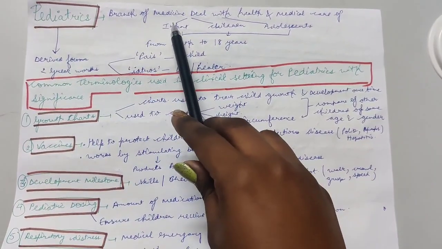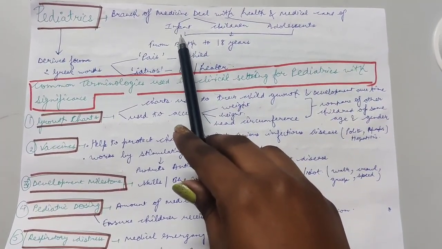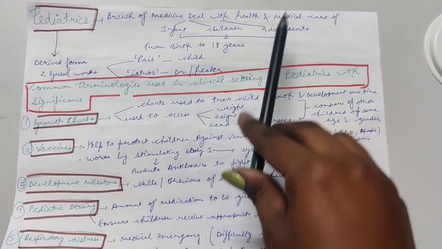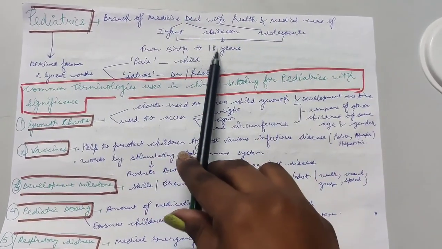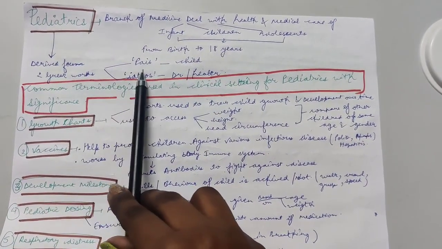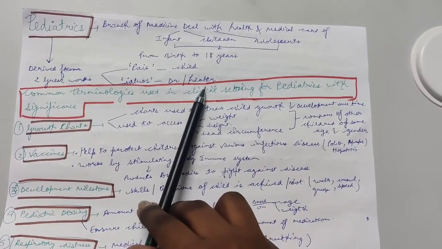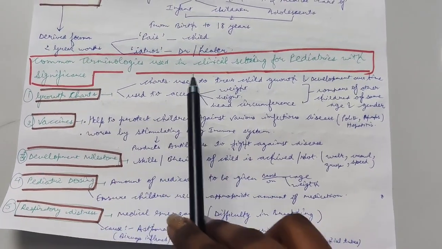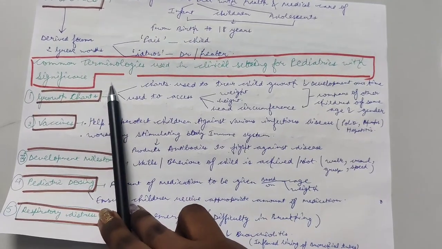Paediatrics, the branch of medicine that deals with the health and medical care of infants from birth to the age of 5, children from 6 to 11 years, adolescents 12 to 18 years. That is from birth to 18 years. Paediatrics is derived from two Greek words, that is paies meaning children, iatros meaning doctor or healer, who treats children. Common terminologies used in clinical settings for pediatrics with their significance.